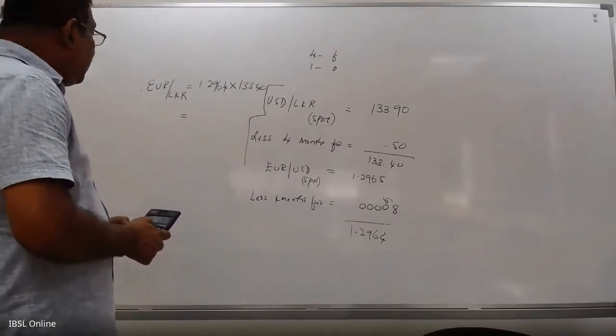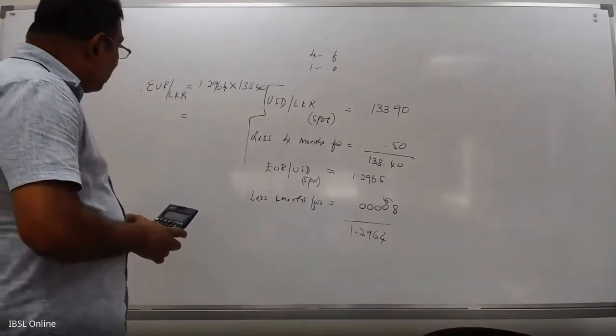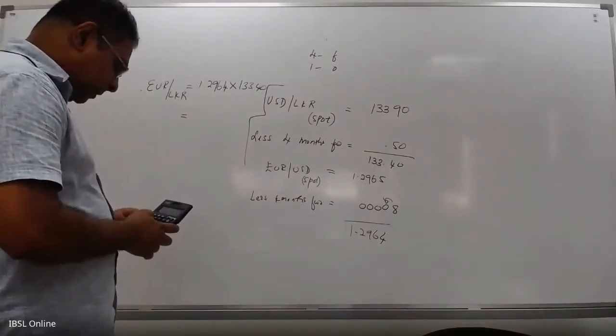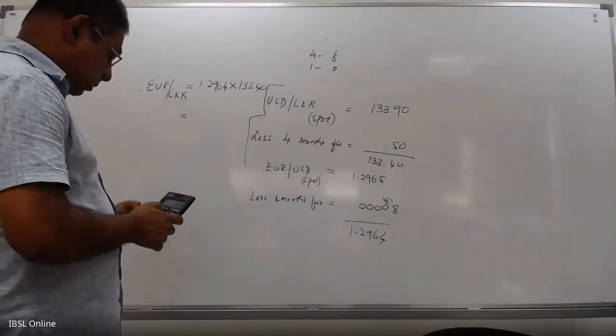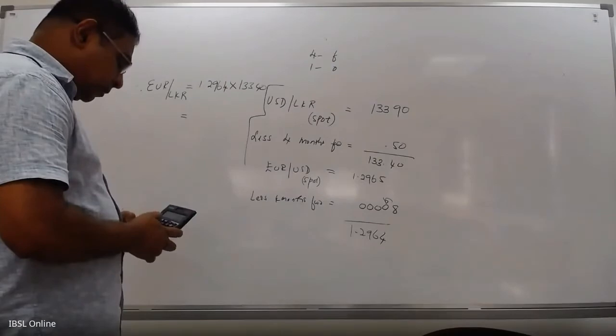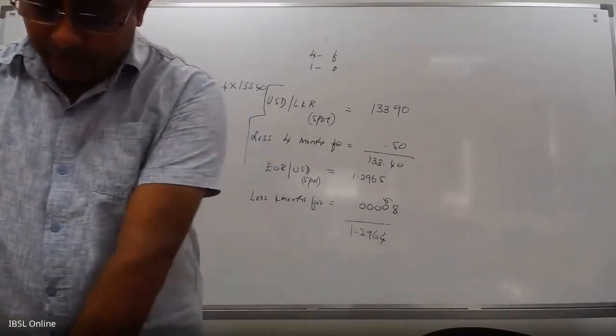1.2964 into 133.40. I erased that. 1.2964 into 133.40. Something is wrong with that calculator.